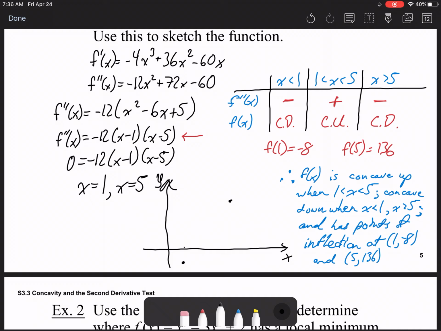Okay, but we know it's concave down before 1, so we have to draw some kind of function that's concave down here. So let's start with something like this, maybe. That's a concave down feature. From 1 to 5, we know it's concave up. So between 1 and 5, some kind of concave up feature, like this. And then from 5 and on, it has to be some kind of concave down feature. Something like that. And there we have a sketch of what f of x might look like.